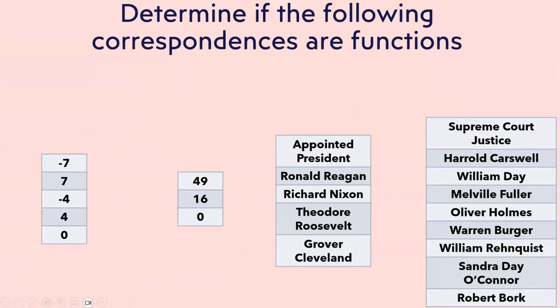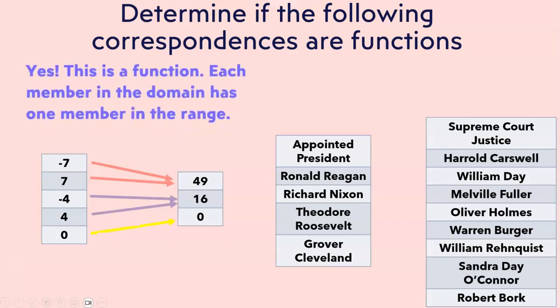We need to determine if the following correspondences are functions. So in our first example, we have -7, +7, -4, +4, and 0 in our domain, and then in our range, we have 49, 16, and 0. So we look at -7 and +7 both go to 49, and this is an example of squaring them. So -4 and +4 go to 16, and this is still an example of squaring them, and 0 goes to 0. This is a function, so each member in the domain has one member in the range, even though they share members in the range.